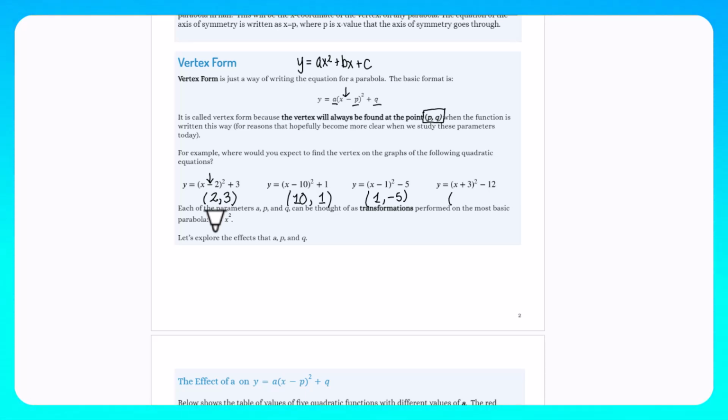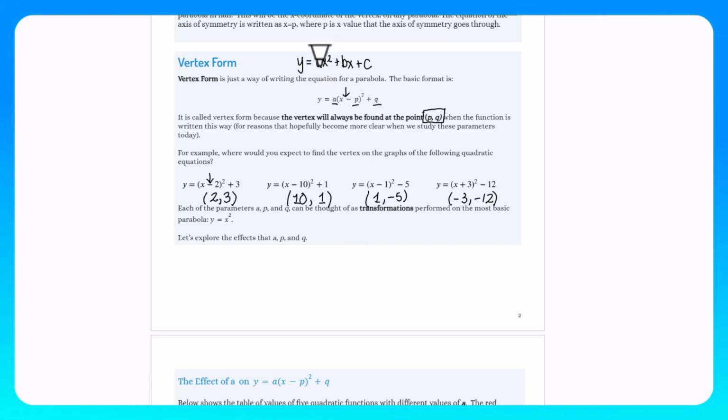And this one, you're going to flip that again. It looks like +3, but it's actually a -3. And this is -12. So we want to be careful when we're using this form that we are taking into account that this subtraction sign is here, and that is going to flip the sign of the p, so to speak.